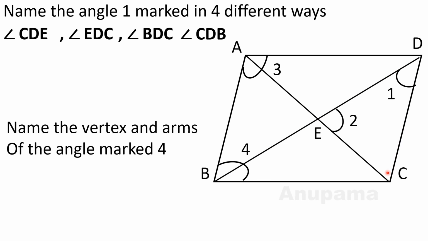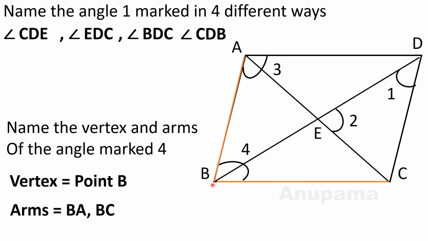Now the next question is: name the vertex and arms of the angle marked 4. You know that the vertex is the common endpoint where the angle is formed. So the common endpoint is this, right? That's why vertex equals point B, and this angle is formed between these two line segments. That's why these are arms. So we can say arms equal BA and BC.